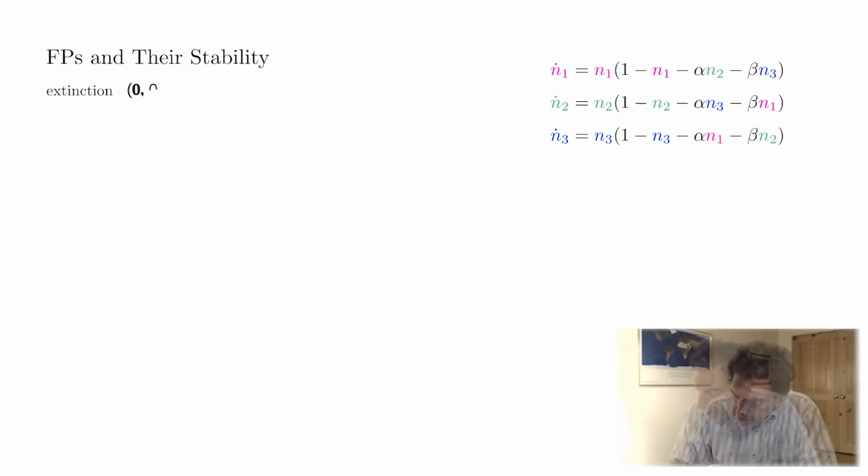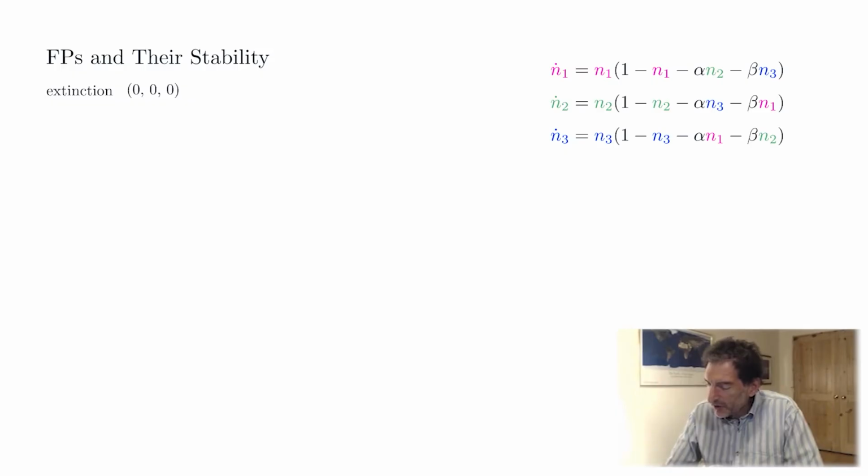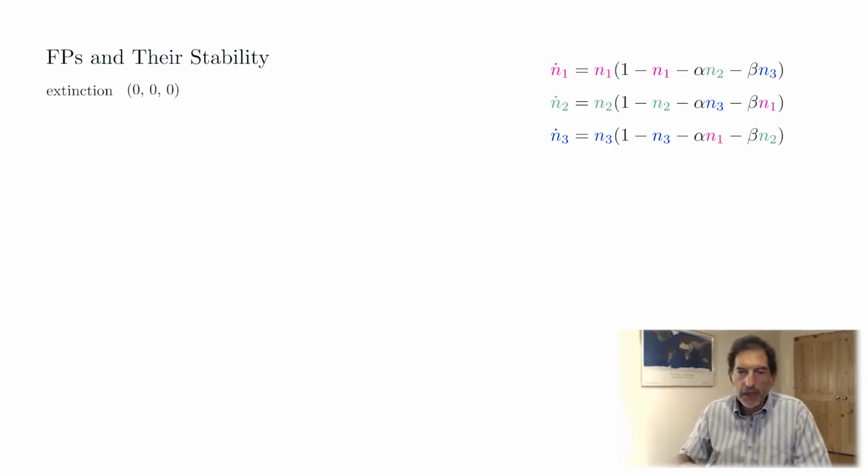Well, there's one trivial fixed point, which is the extinction fixed point, and that's where all the densities are zero. If we look close to 0, 0, 0, all the nonlinear terms are higher order and can be neglected, and then the equations reduce to n1 dot is equal to n1, n2 dot is n2, n3 dot is equal to n3. These grow exponentially. So if I start anywhere except right at the origin, I will flow exponentially away. So this fixed point is unstable.